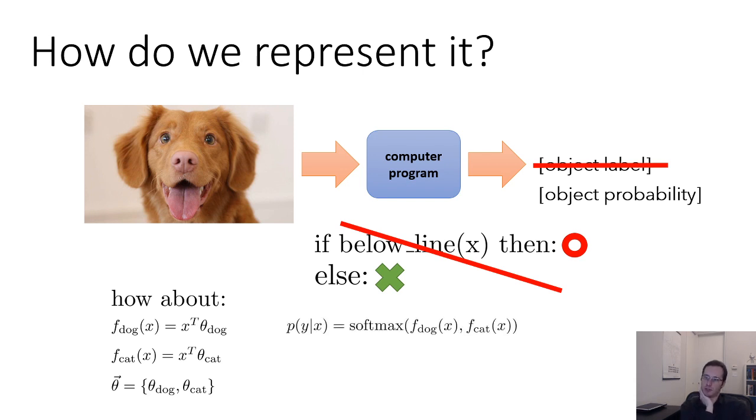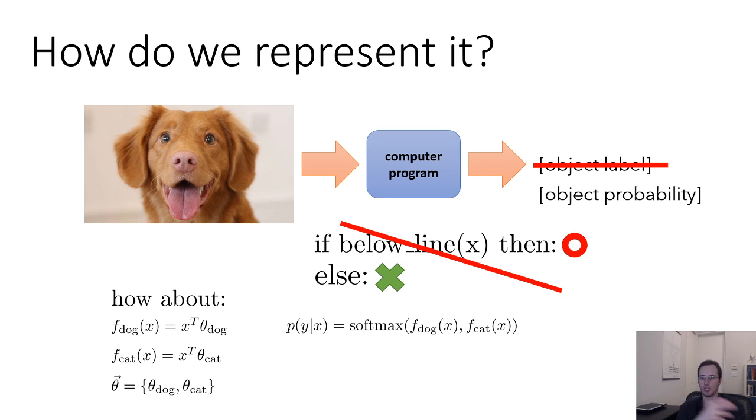And then the probability, the p of y given x, will be given by some other function that I'm going to call the softmax. And this other function is going to take in f dog and f cat, and it's going to force those numbers to all be positive and to sum to 1. So this is also a valid program. It's just a program formed by composing softmax with f dog and f cat. So you take your input, you run it through f dog, you run it through f cat, and then you take those outputs and you run them through softmax, and that gives you your p of y given x.